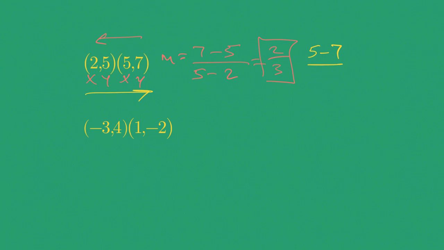Over. The first x value is what? 2. Minus, put that minus sign in there immediately. The second x value is 5. So 5 minus 7 on the top, 2 minus 5 on the bottom. What is 5 minus 7? Negative 2. And what is 2 minus 5? Negative 3.